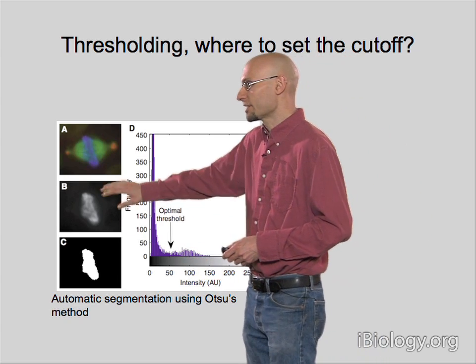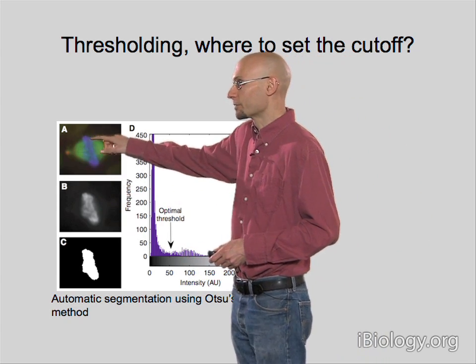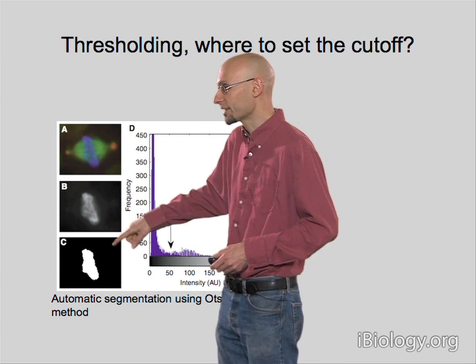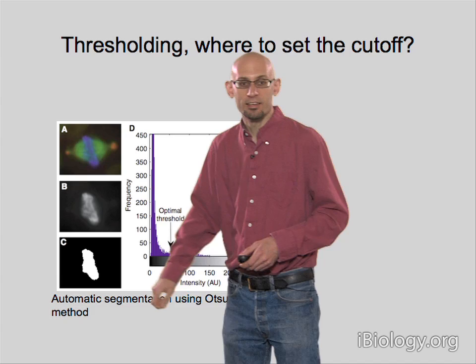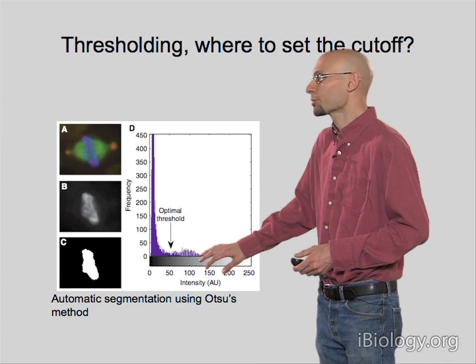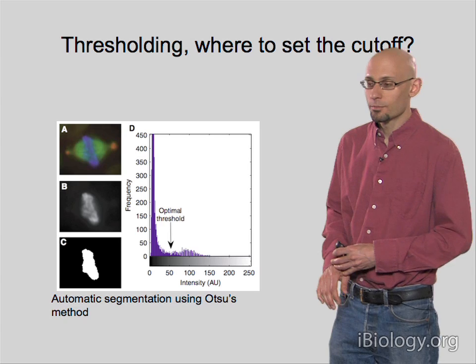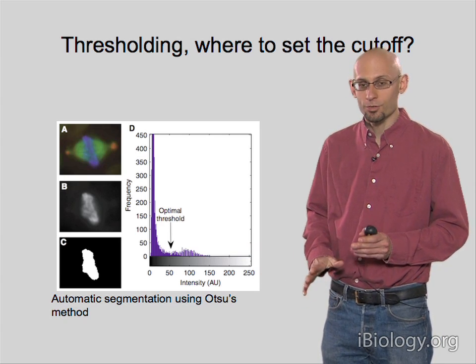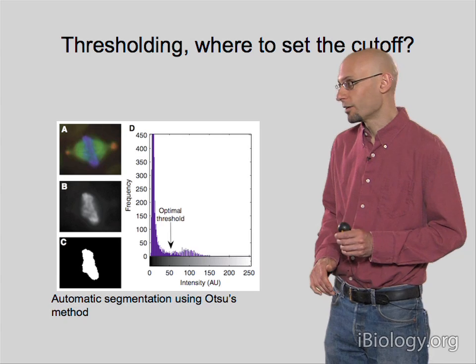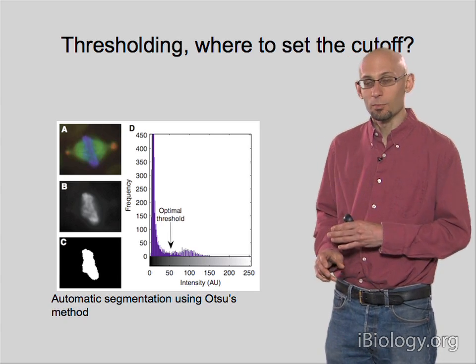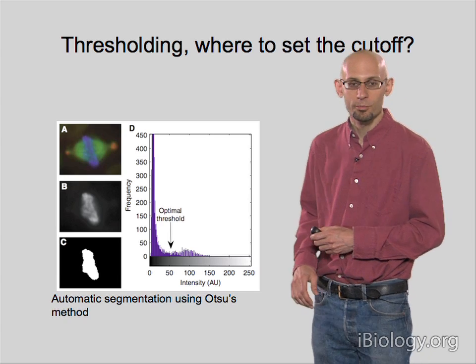Here's an example from a paper of trying to segment the DNA in this mitotic spindle. There's what the DNA image looks like, and here's what Otsu's method detects for the appropriate threshold. And this works pretty well. The ImageJ threshold tool has something like 15 or 20 threshold algorithms. Some work better on some kinds of images than others, basically because of the assumptions that are built into them.